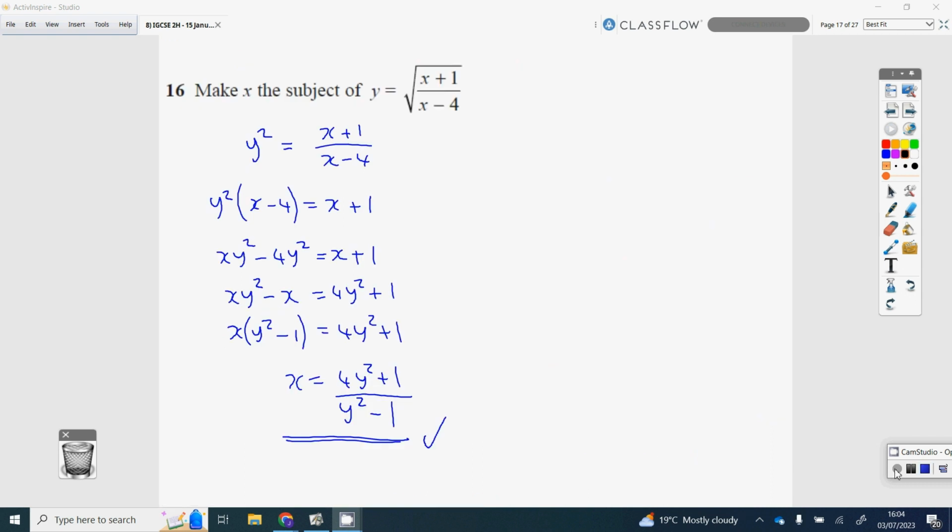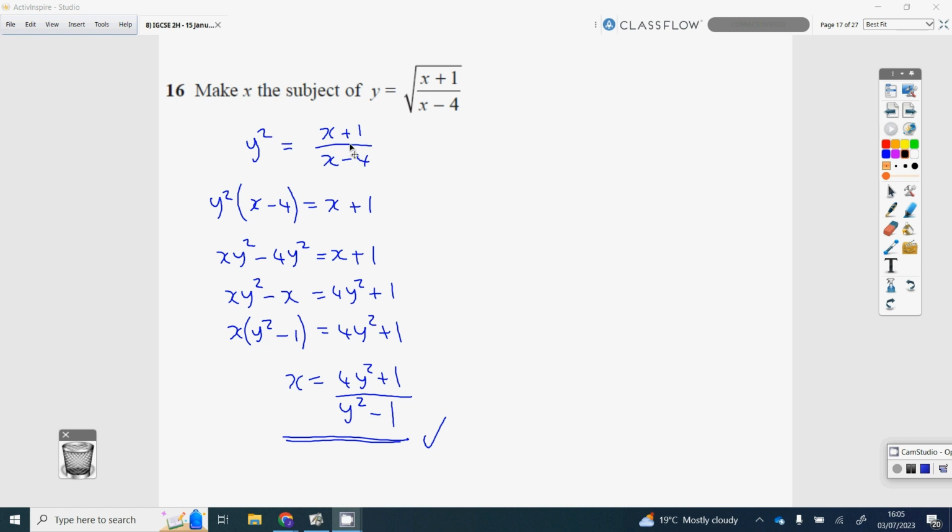Question 16. So we're going to make x the subject. So we've got to go from y equaling something to x equaling something. The first thing we need to undo is this square root. You can't start attacking inside here when all of that's going to be square rooted at the end. So your first step is to square both sides.